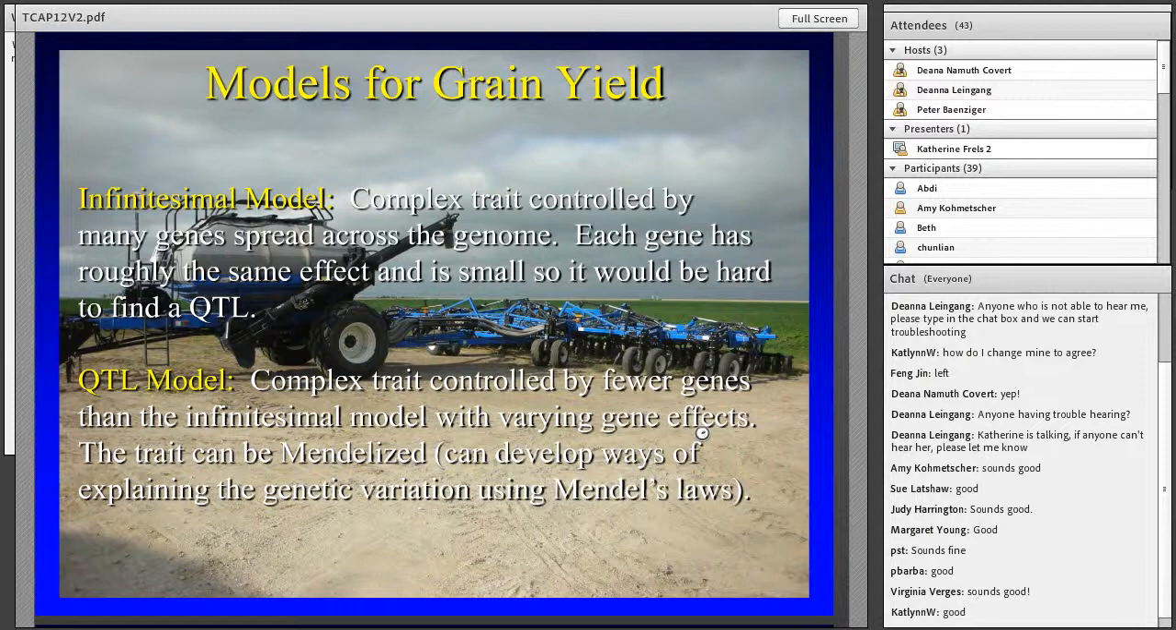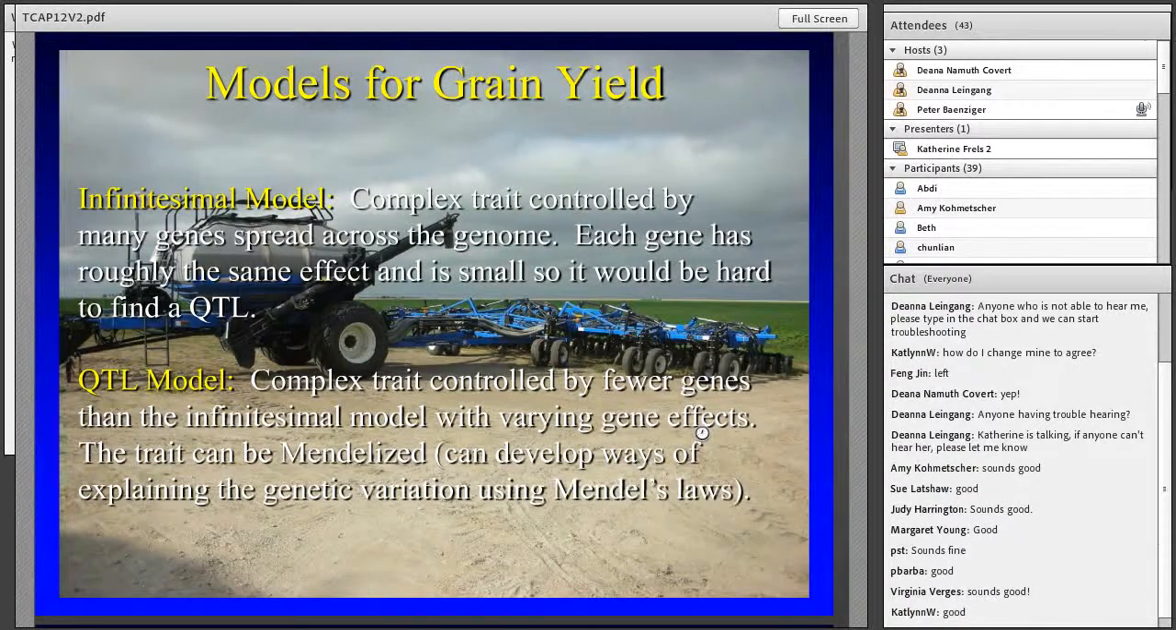Now, a QTL model is that the complex trait is controlled by fewer genes than the infinitesimal model, and that the genes will have varying effects. They're not, on average, the same size. They don't have that same effect. And really what you're saying is the trait can be Mendelized. So you can develop ways of explaining the genetic variation using, very simply, Mendel's laws.